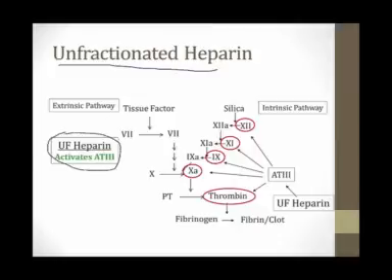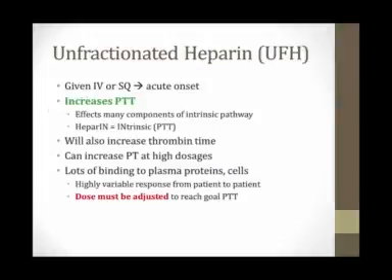I talk about antithrombin 3 in the coagulation module, but what it does is it inactivates a number of different coagulation factors as I've shown in the picture here. So unfractionated heparin will activate antithrombin 3, and then antithrombin 3 will go and inactivate thrombin and factor 10A and all of these factors involved in the intrinsic pathway. Heparin is a liquid medication, so it's given intravenously or sub-Q. You won't see people taking heparin as a pill.